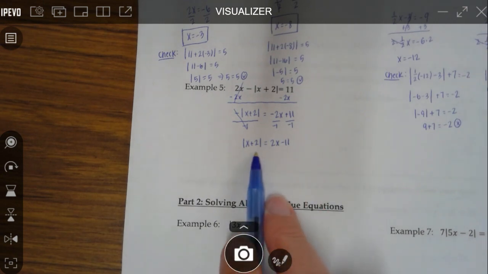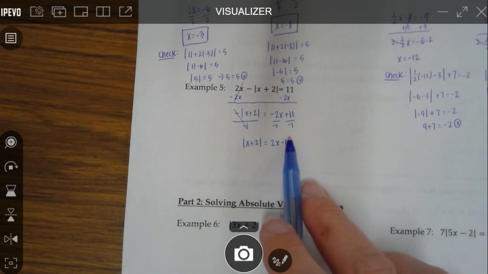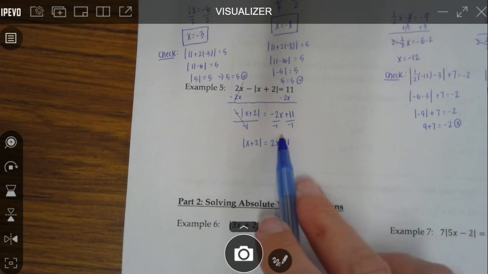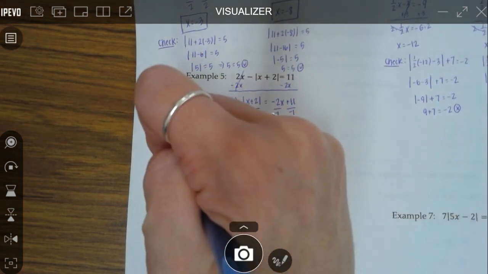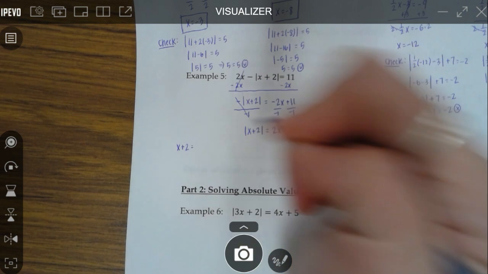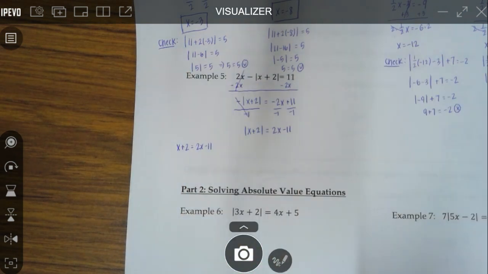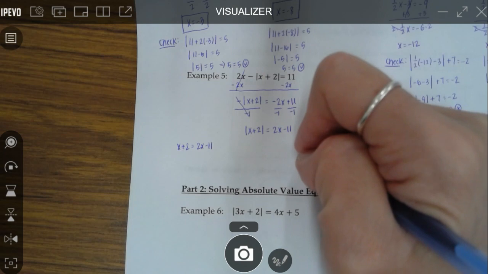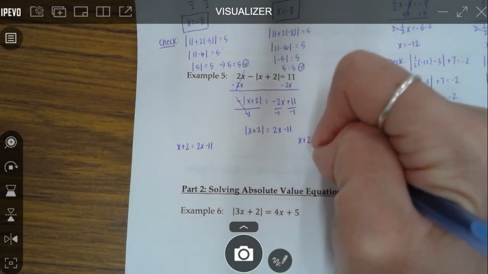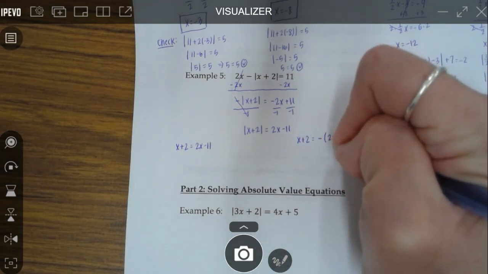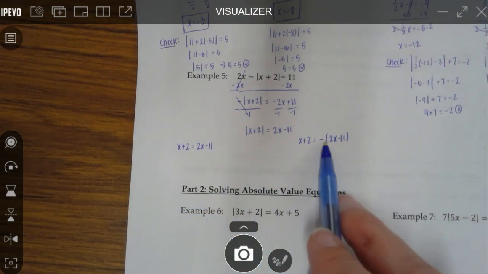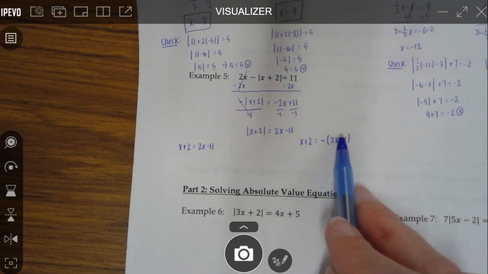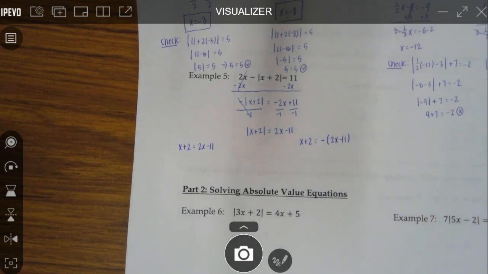All right, so this one ends up being a little bit different because I don't just have a constant on this side, I actually have a binomial. So what's going to end up happening is when we rewrite, the first one is just going to be x plus 2 is equal to 2x minus 11, which is pretty straightforward. But my other split is going to be x plus 2 is going to be the opposite of the entire expression, 2x minus 11. What I mean by opposite of the entire expression is that I'm really taking a negative and I'm going to want to distribute it to both of these things once I'm solving that equation.